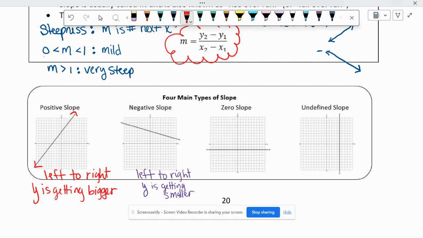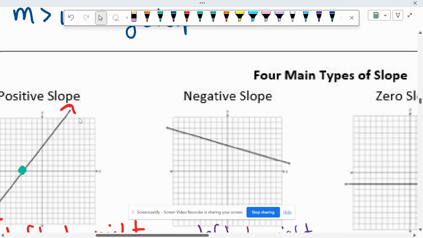So when I look at the y values here, what's the value of y at this point? X is -4, y is 0, correct? Y is 0 right here. What's the value of y here? 5. So y is getting bigger. As I read it from left to right, y is getting bigger.